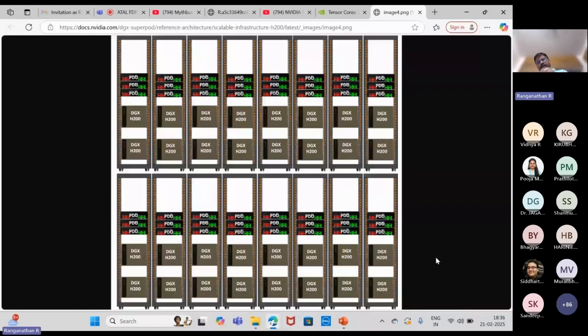So as you can see, this is a SuperPOD architecture, right? When you take high performance computing, this is what the configuration will look like. As you can see, I think you have close to 8 rows in the top, and 8 rows in the bottom. So in total you have like 16 DGX H200 GPUs. Together, those 16 DGX GPUs will be able to support close to trillions and trillions of data.